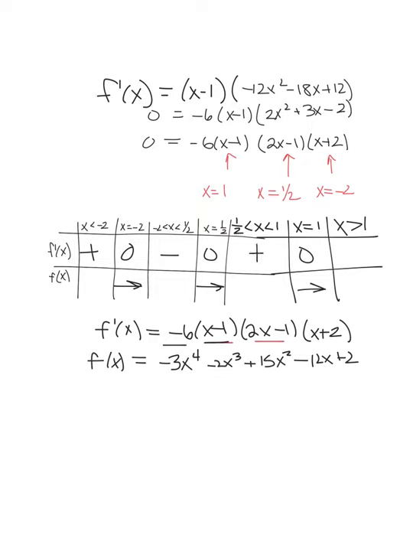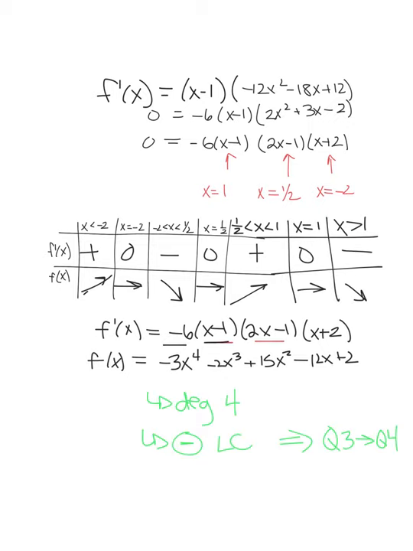And a number bigger than 1, I'll pick 2. I've got a negative times a positive times a positive times a positive, which is going to give me a negative. So for the function here, I've got increasing, decreasing, increasing, decreasing.